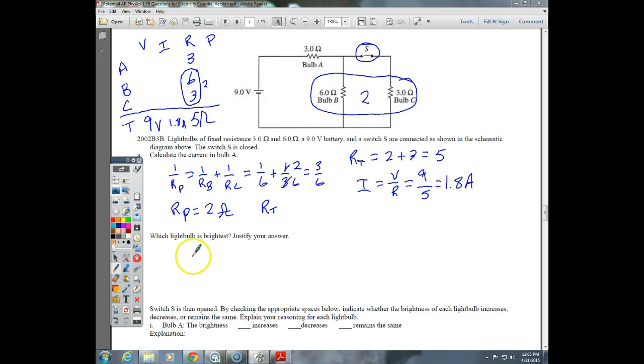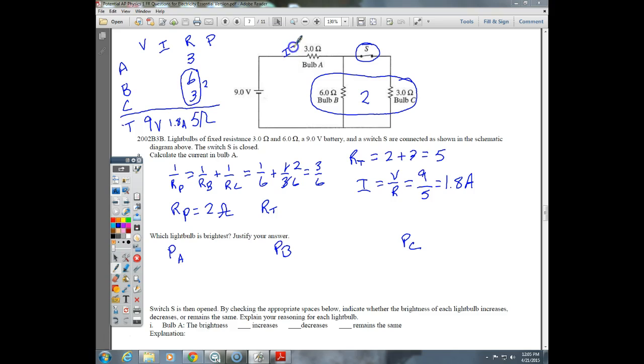The next question says, which light bulb is the brightest? We want to know which of the light bulbs is the brightest. So brightness, remember, is the power for each bulb. So let's go ahead and find the power in each one of the bulbs. So we want the power in A, we want the power in B, and then finally we want the power in C. Our problem is we need to figure out what is the power in A first, and to find the power in A, we need to know the current in A.